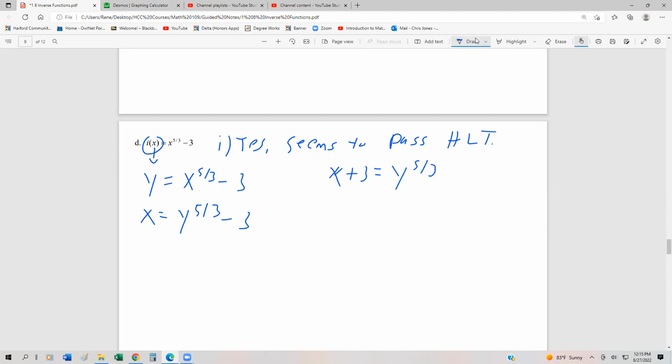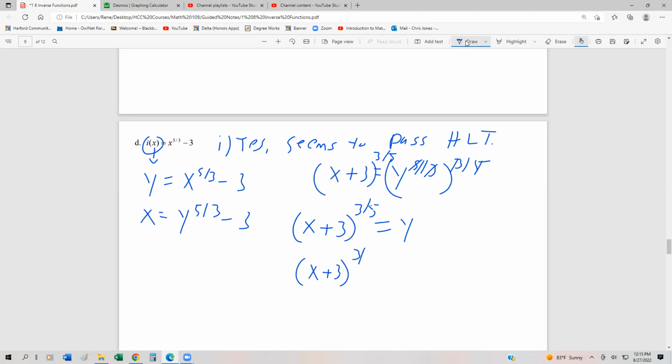Now this is the tricky part. To undo a 5/3 power, how do we do that? Well, we're going to take the 3/5 power of both sides. And that's going to cancel the 5 and the 5 and the 3 and the 3, and that's just going to leave us with a y. And so this becomes x plus 3 to the 3/5. And then the last thing we do is we just replace it with f inverse of x. So that's our inverse function.